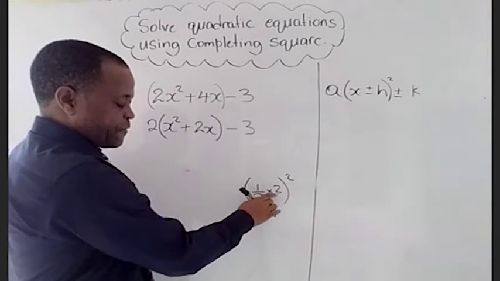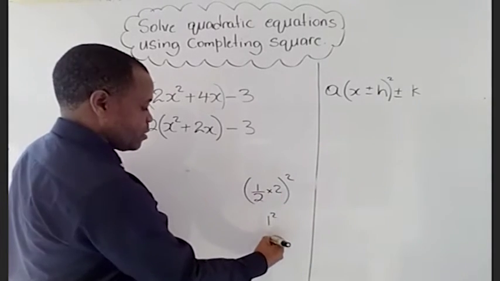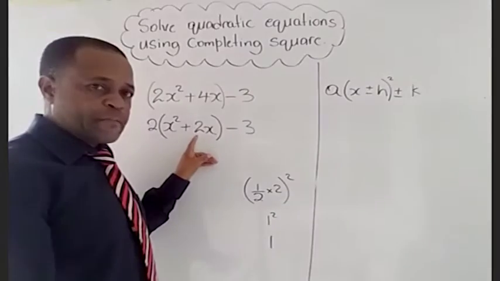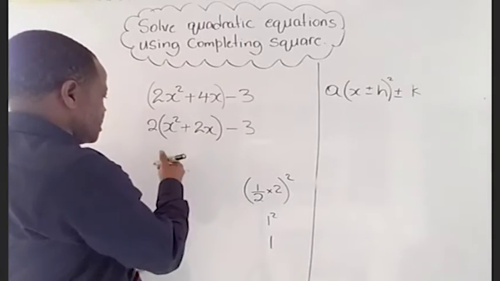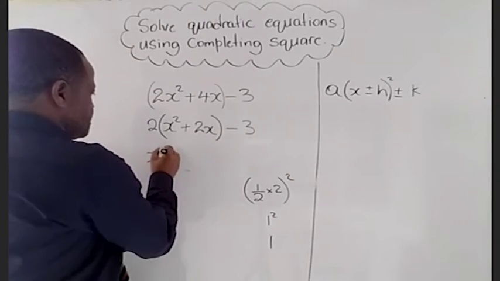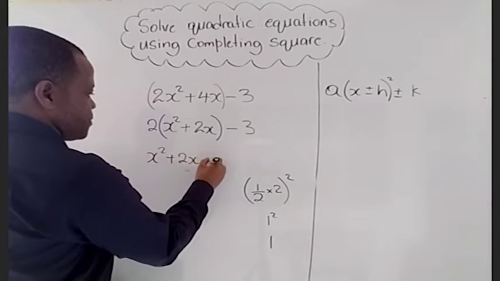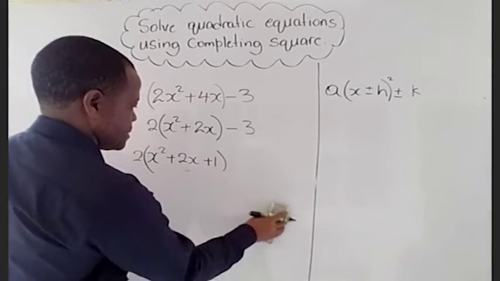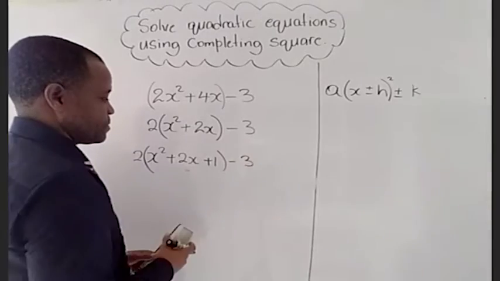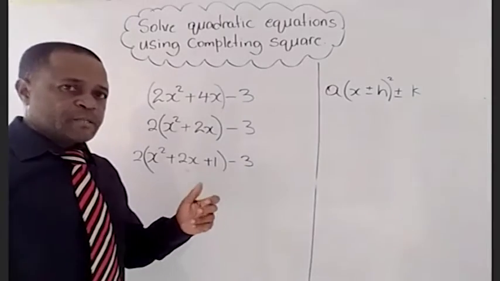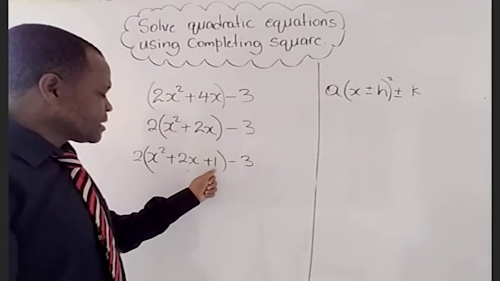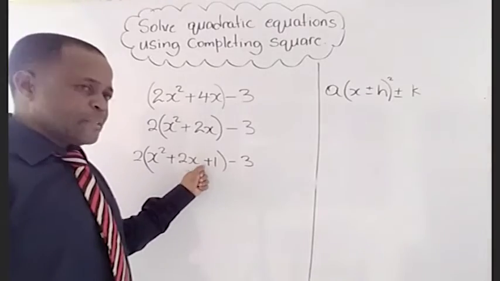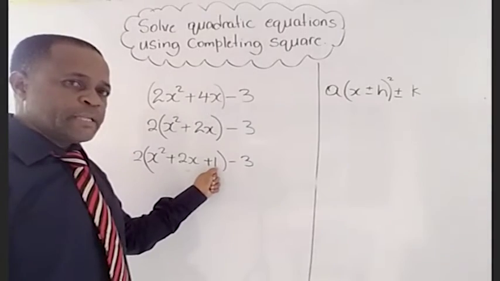Now, half of 2 will give me 1. 1 squared will give me 1. Now, this one, I'm going to add it inside of the bracket. I'm going to add it inside here. So it ends up giving me x squared plus 2x plus 1. I have that inside the bracket. Minus 3. Now, this part you need to pay close attention to, because here we actually add 1 inside the bracket.